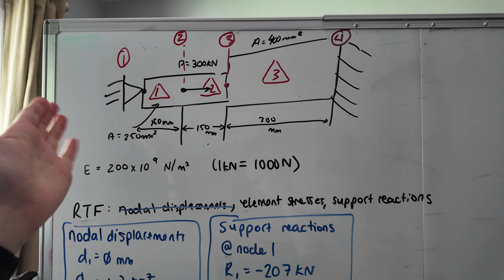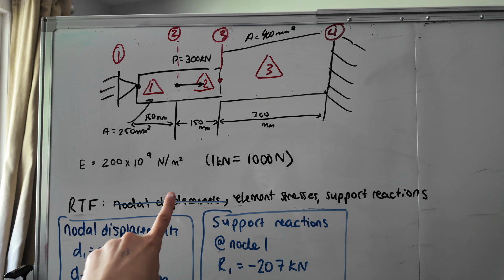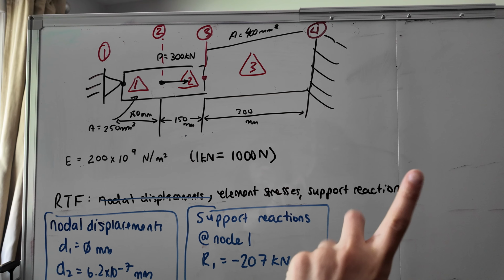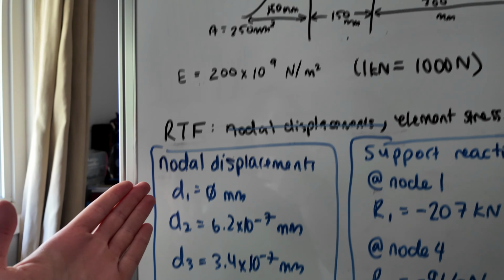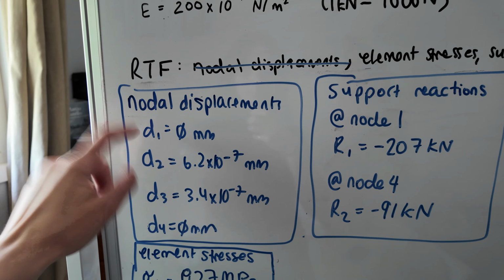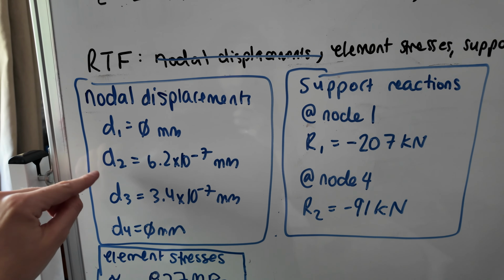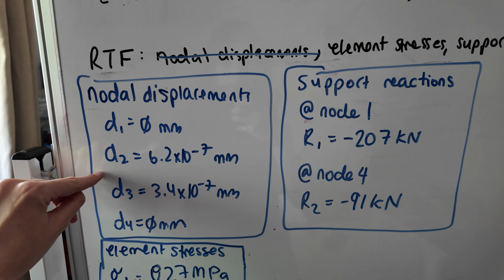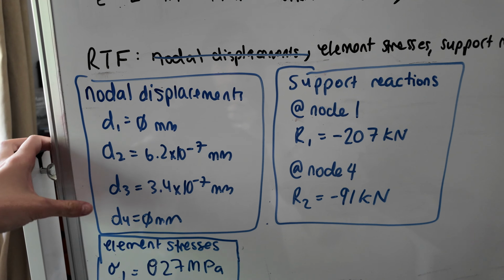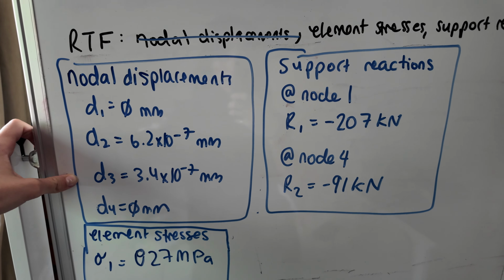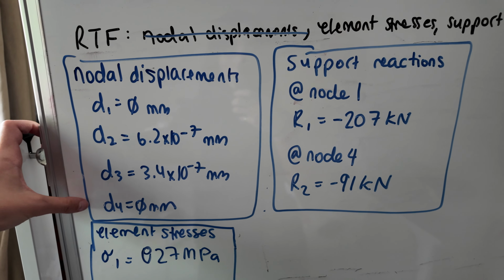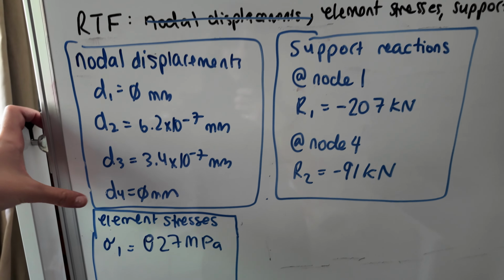In summary, that's how you solve this problem for nodal displacements, element stress, and support reactions, with nodal displacements being 0 millimeters for node 1, 6.2 times 10 to the negative 7 millimeters for node 2, 3.4 times 10 to the negative 7 millimeters for node 3, and 0 millimeters for node 4.